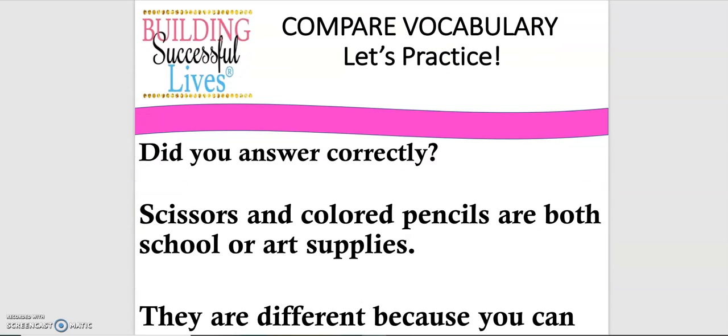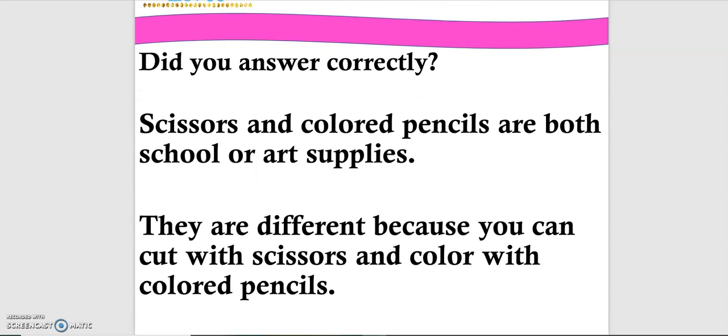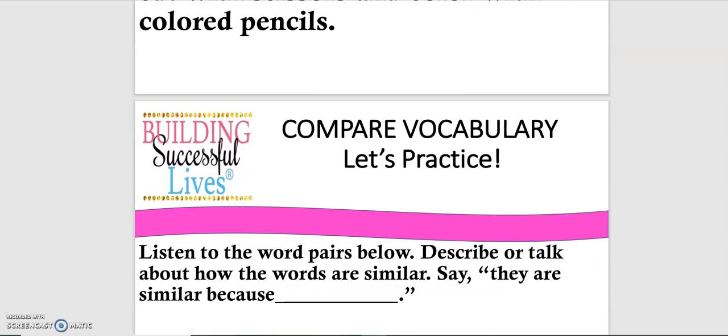Did you answer correctly? Scissors and colored pencils are both school or art supplies. They are different because you can cut with scissors and color with colored pencils.